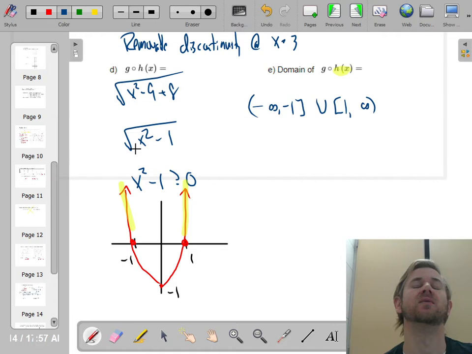The radicand has to be positive. So graph the radicand and tell me where it's above the x-axis. It's above the x-axis to the left of -1 and to the right of +1. So using interval notation, that's how we describe the domain.